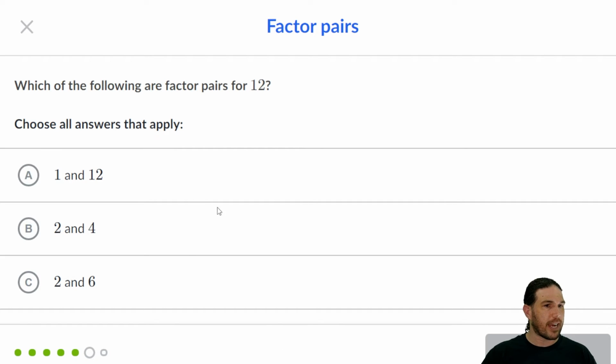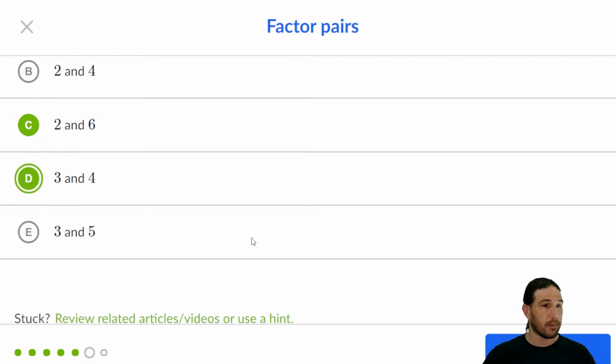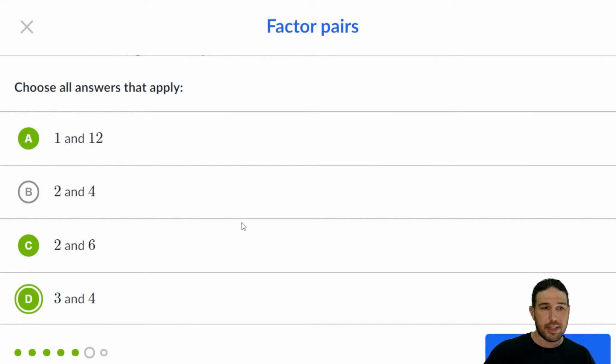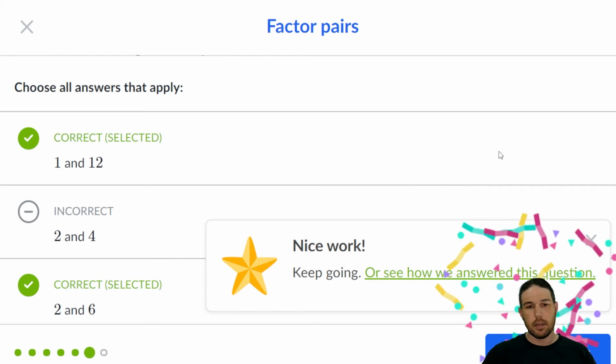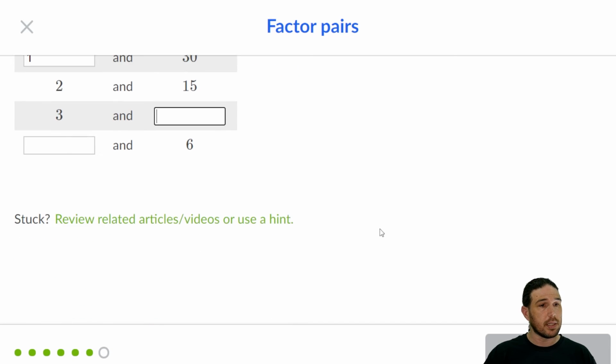Which of the following are factor pairs for 12? Well, it's 1 times 12, and it's 2 times 6, and it's 3 times 4. Make sure you check all of the answers before you click that button. Finally, complete the table to find all factor pairs of 30. So now, again, we are jumping back into academic language rather than contextual language. It could be 1 times 30, 2 times 15. That one's already done for us.